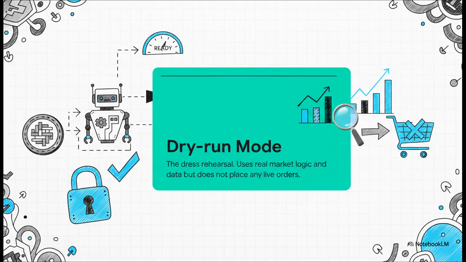Once you feel good about paper mode, it's time to graduate to dry run. Think of this as the final dress rehearsal. Now, the bot is plugged into the real market using real-time data and logic. It will act like it's placing trades, but it stops just short of actually sending any orders.